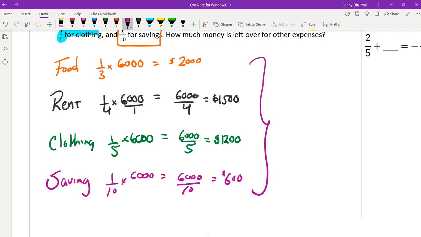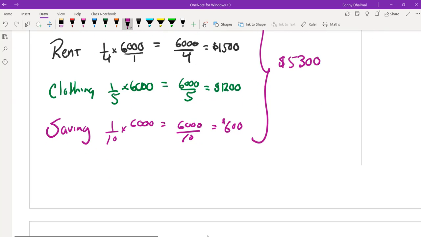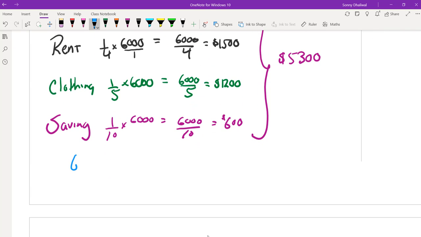Yes, Malia. 5,300. Thank you. So altogether, when we add these up, we end up with 5,300. Okay. Does that answer our question? No. What is our question asking? How much is left over? 700. $6,000 is our income. We spend 5,300. We end up with $700 left over.